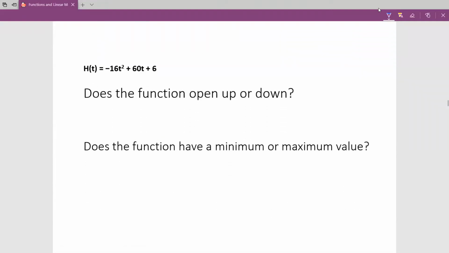Now, does the function open up or down? A is less than 0, so it opens down and it has a trajectory like this. And does it have a minimum or a maximum? It's going to have a maximum because it opens down.